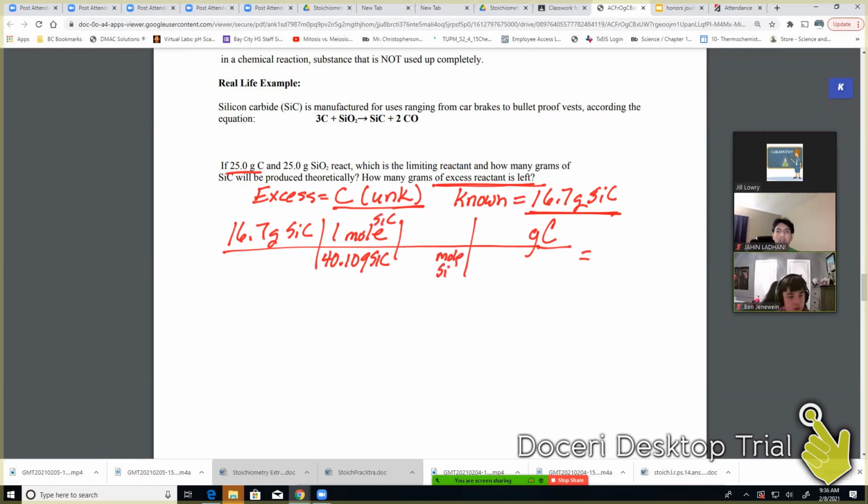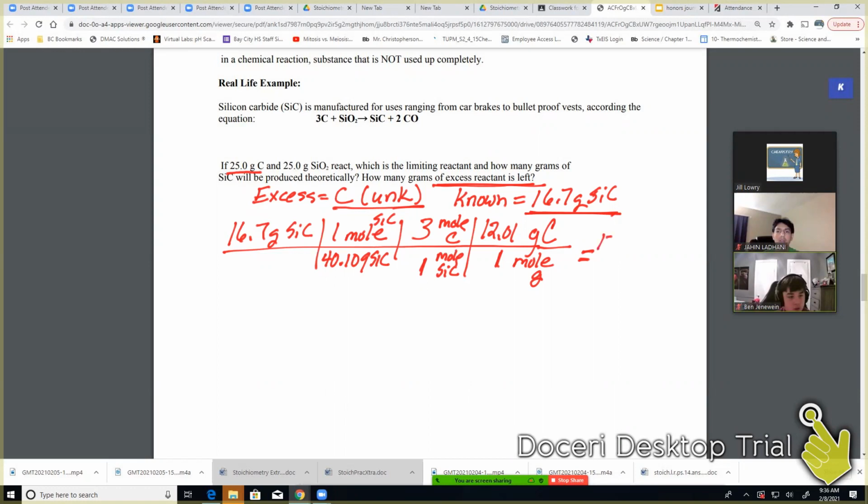So if I'm moles of silicon carbide here, then I need the mole to mole ratio of my known to my unknown. So silicon carbide is 1 and carbon is 3. And then moles of carbon here, I have to have moles of carbon down here, 12.01 grams per one mole. Multiply across. Did y'all get 15.0? Okay, grams of carbon used.